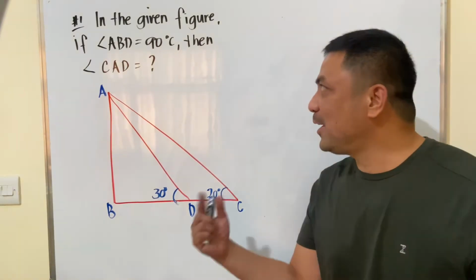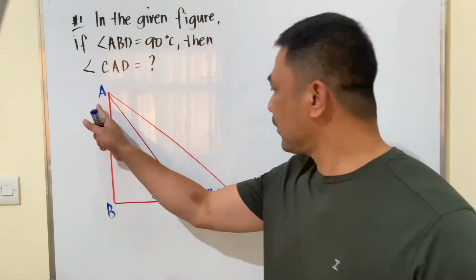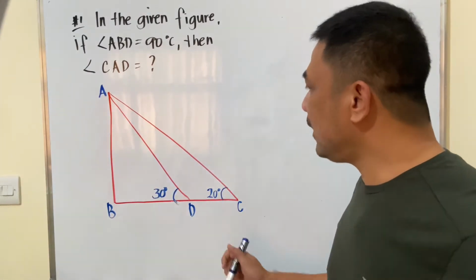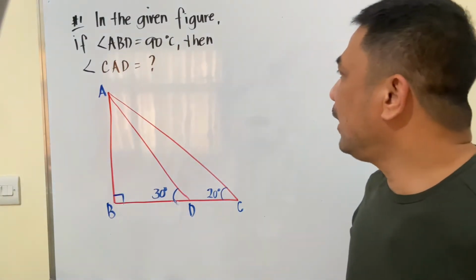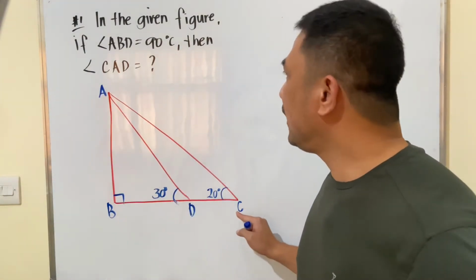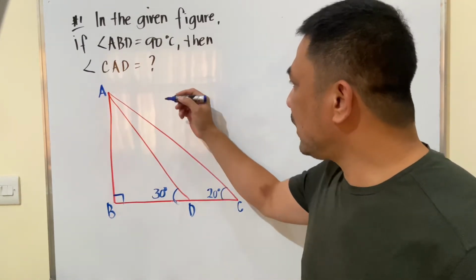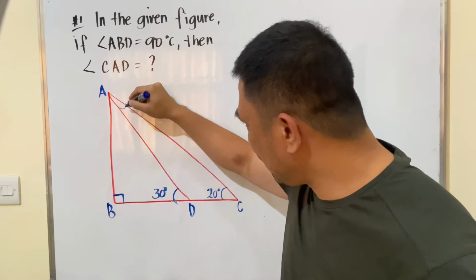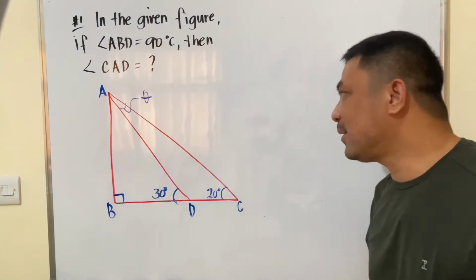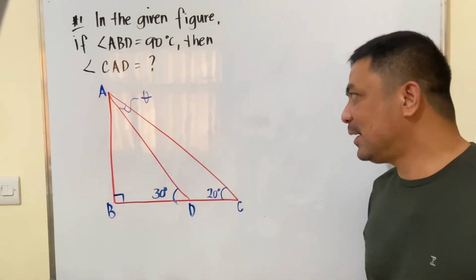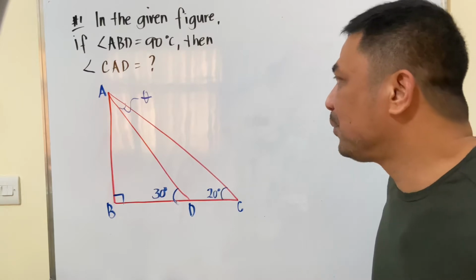Okay, let's try it. In the given figure, angle ABD is 90 degrees, so that means we have a right triangle here. Then angle CAD, so we are required to find this angle. Let's call it theta. So what's that angle here? Angle CAD.